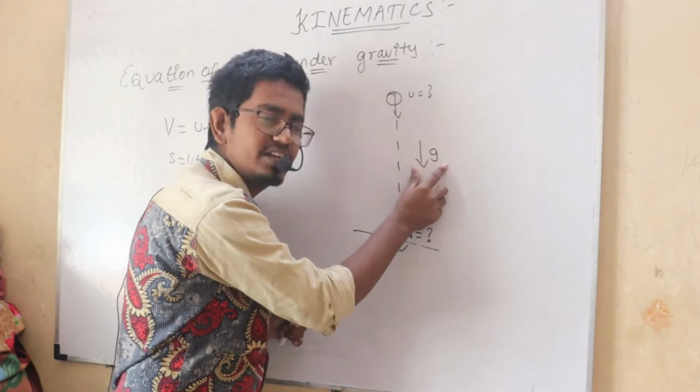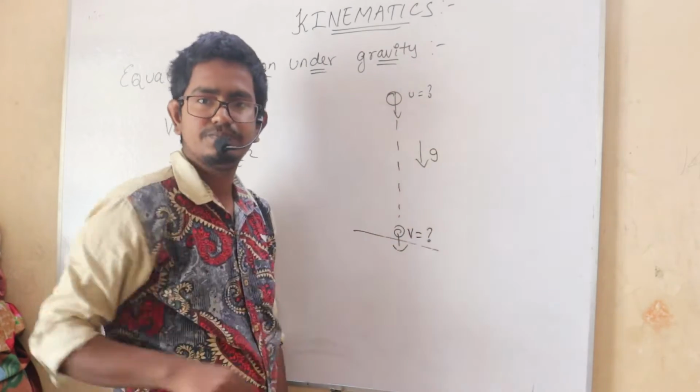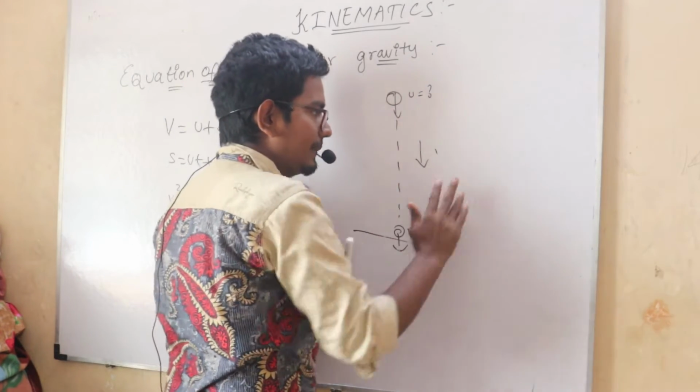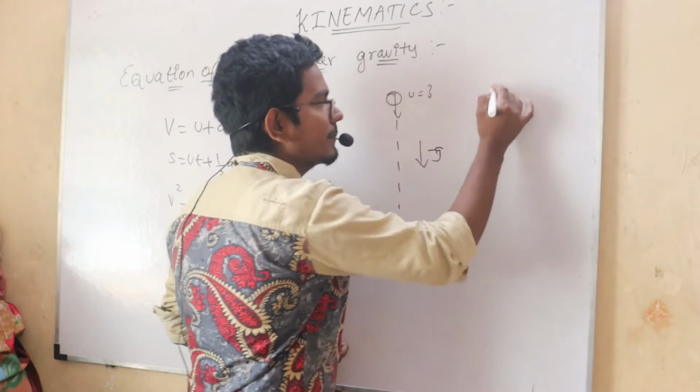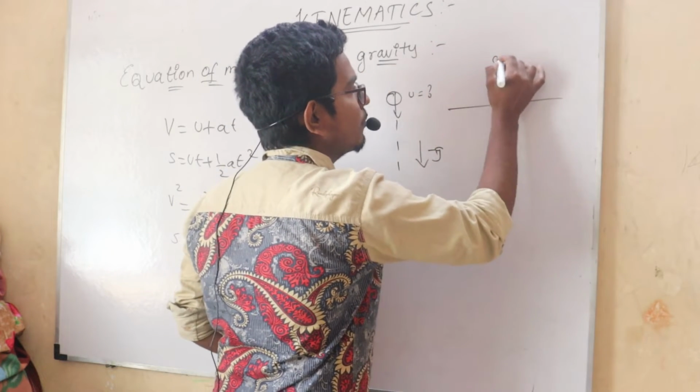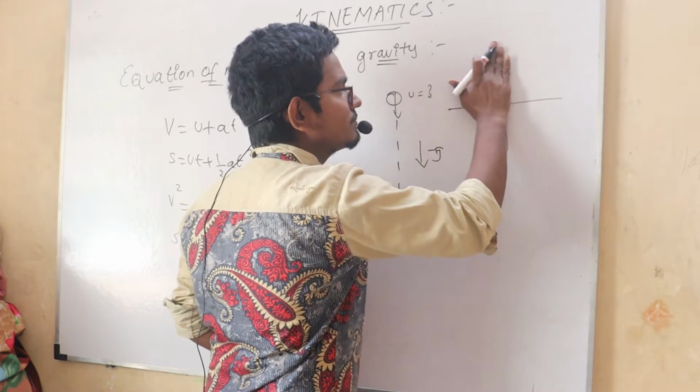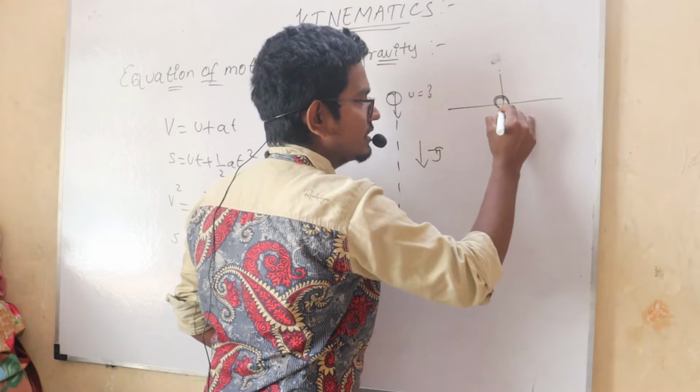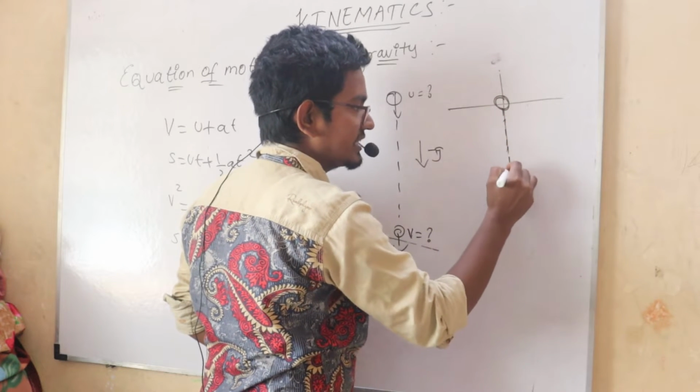So I wrote here acceleration due to gravity as G. As it is in the downward direction, I am representing it as minus G. I am representing U here. You can see here, it is the ball here. I am leaving it downwards. That means I am projecting downwards.